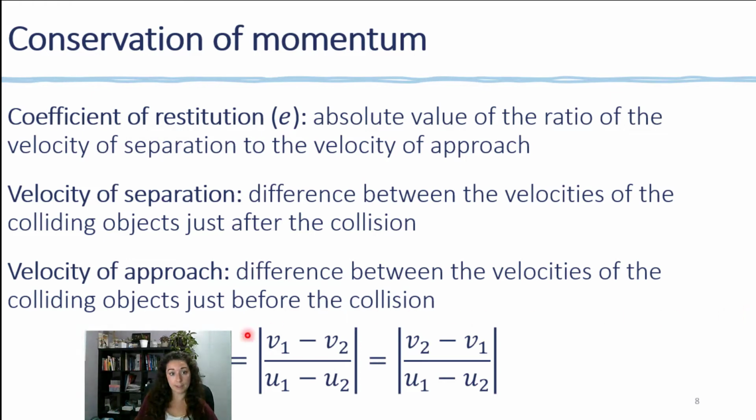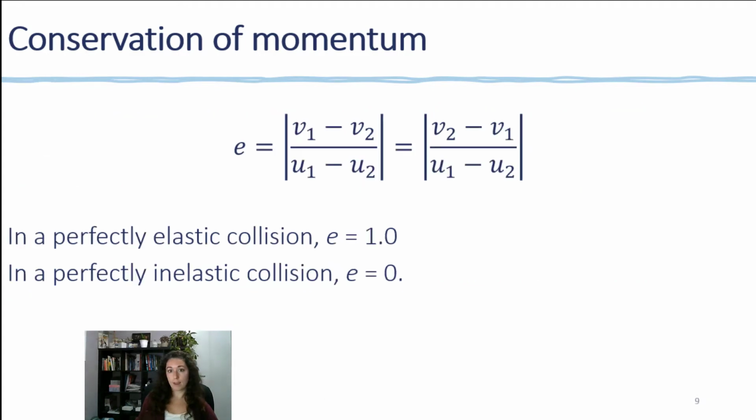So this is the mathematical work through of the coefficient of restitution. The straight brackets are absolute value, and it's a ratio, so it's the velocity of separation post-collision divided by the velocity of approach pre-collision. The coefficient of restitution has no units, just like radians, it's unitless.